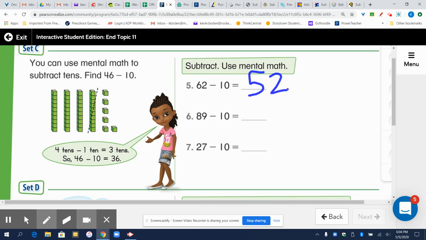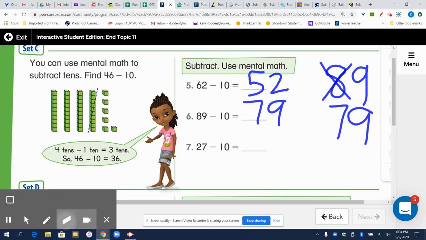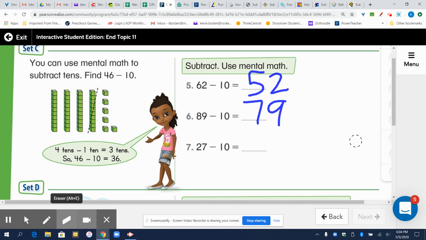Now the next one says 89 minus 10. So there are 8 tens and 9 ones minus 10. So think of the number 89 and then take away 10. So instead of having 8 tens, how many tens will we have if we take 1 away? We will have 7 tens and 9 ones. That's called mental math.